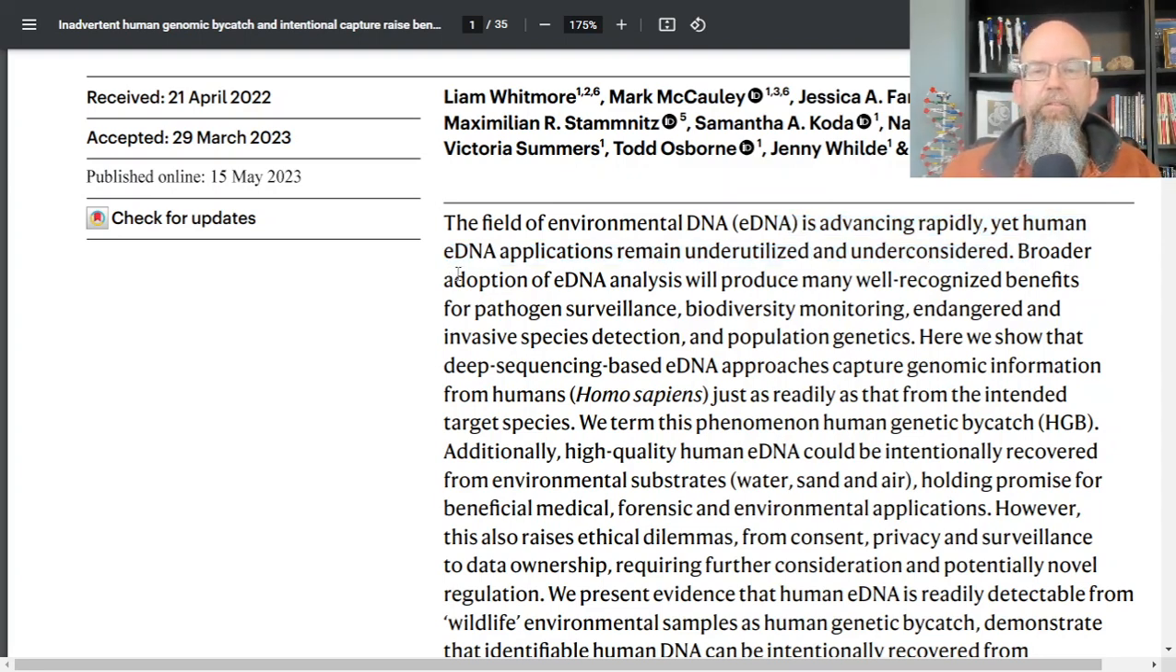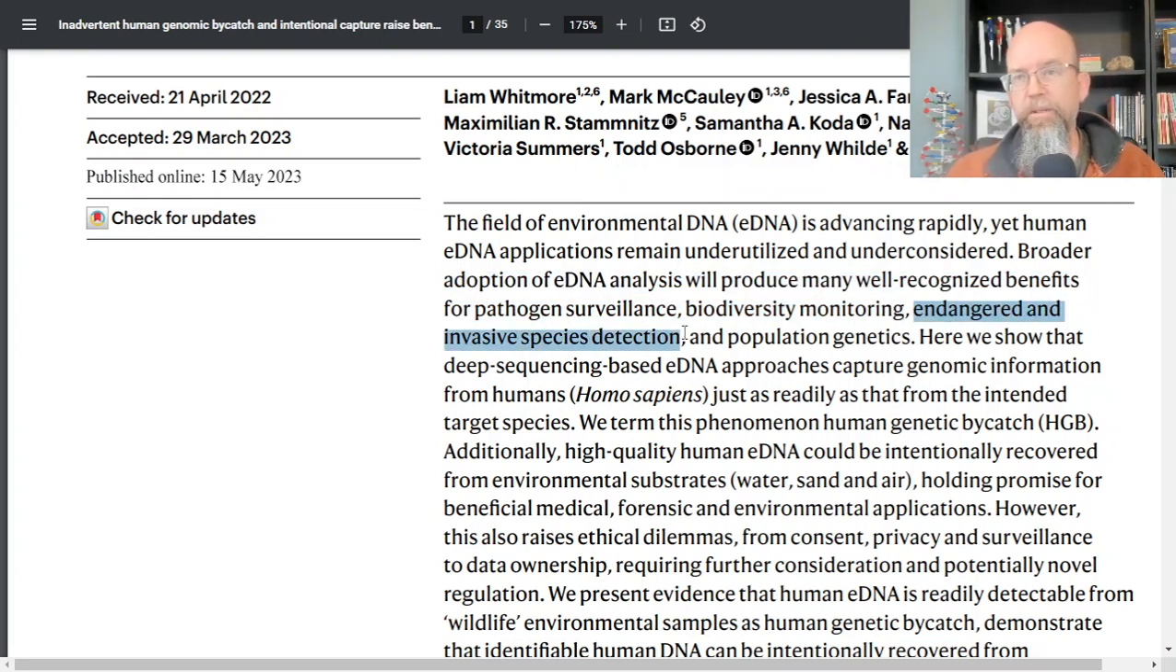Broader adoption of environmental DNA analysis will produce many well-recognized benefits for pathogen surveillance, biodiversity monitoring. We can sample one site multiple times over years and find out how many different types of organisms are living there, what percentage of each type of organism is living in a particular soil sample or in a tree or in the surrounding water. And then you can do that sample over and over again over many, many years, and you can track changes in diversity, changes in even population sizes potentially. We can track endangered and invasive species.